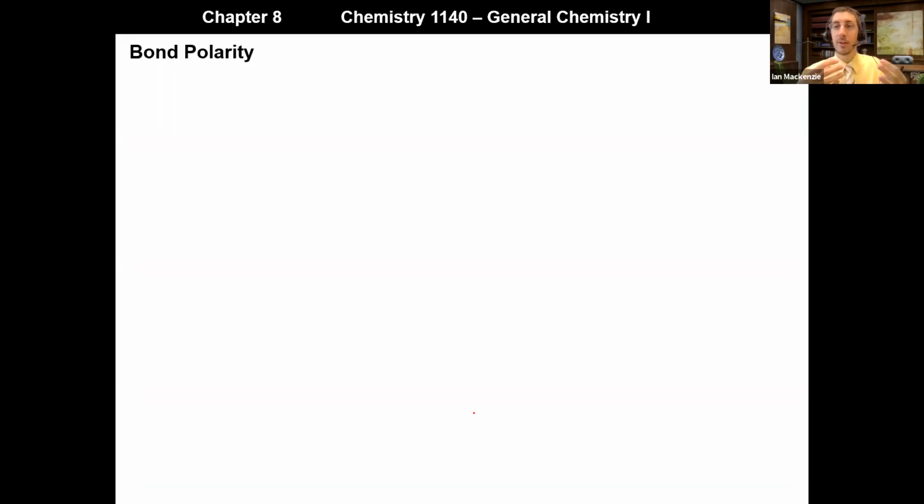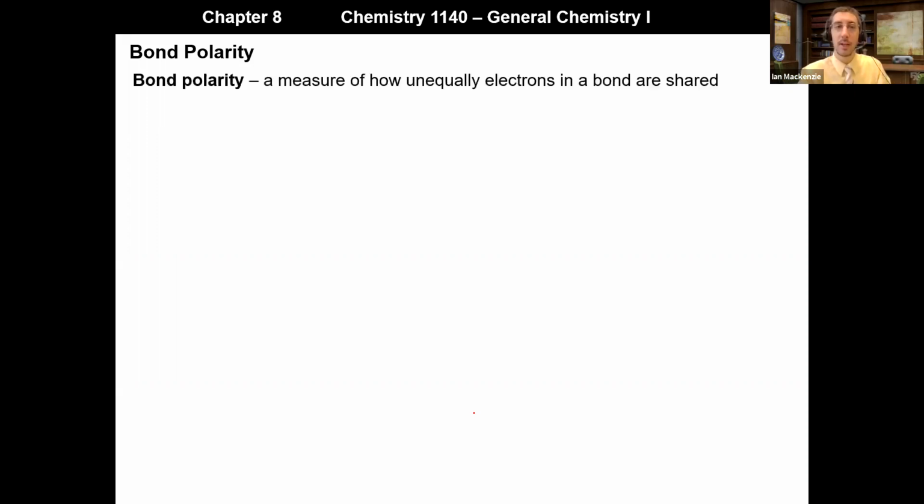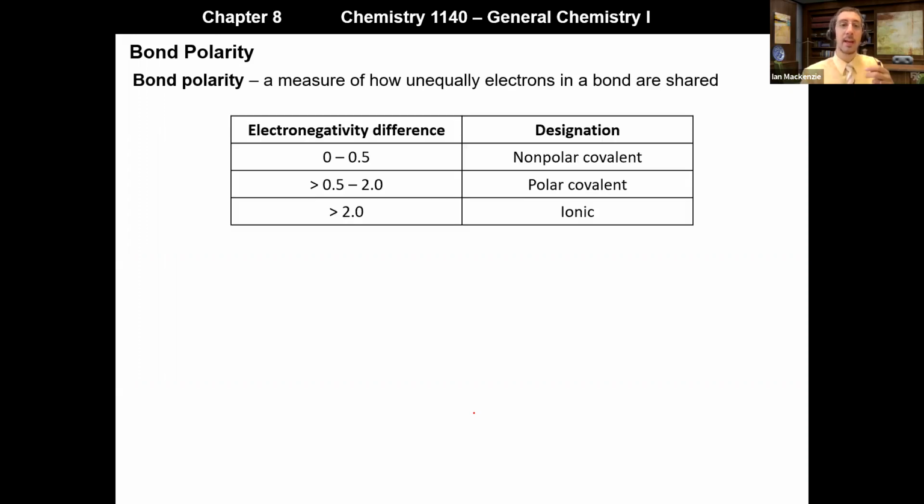Because we have unshared or unfairly shared electrons and we have bond dipoles, we can talk a little bit more quantitatively about how unfairly shared those electrons are in a bond. And that gets us to something known as bond polarity. Now, bond polarity is simply a measure of how unequally shared those electrons are. And we designate bond polarity in three ways. We can have either a non-polar covalent bond, a polar covalent bond, or an ionic bond. And those are our three measures for bond polarity.